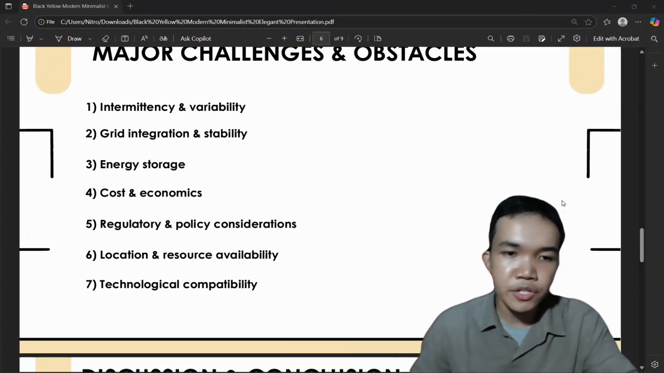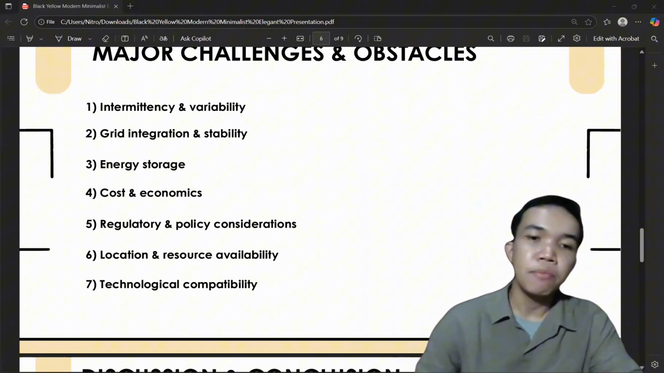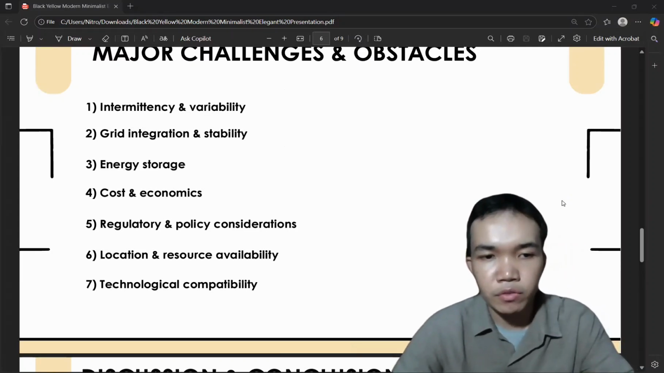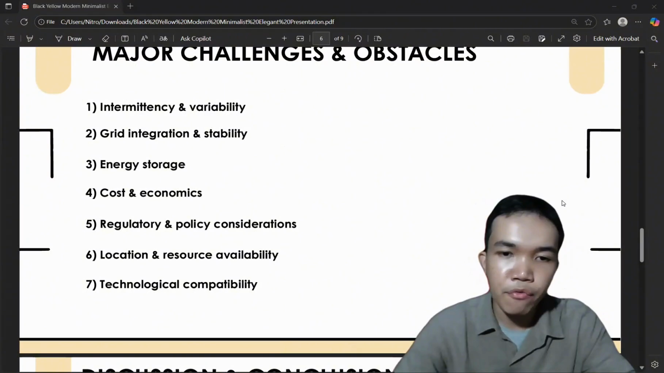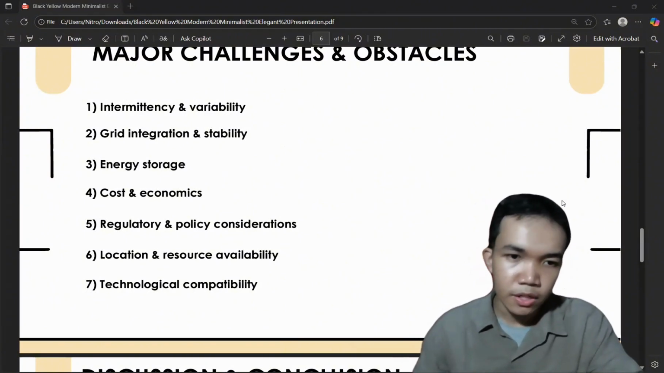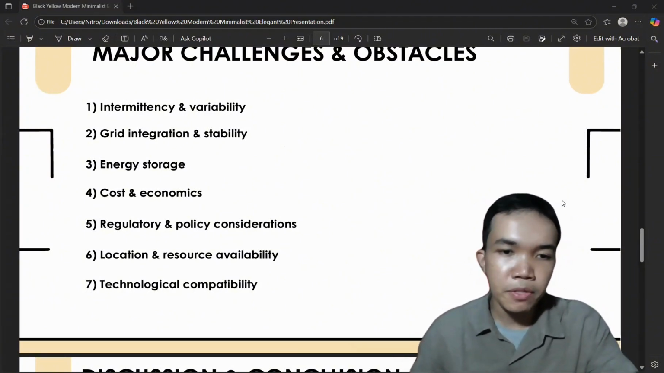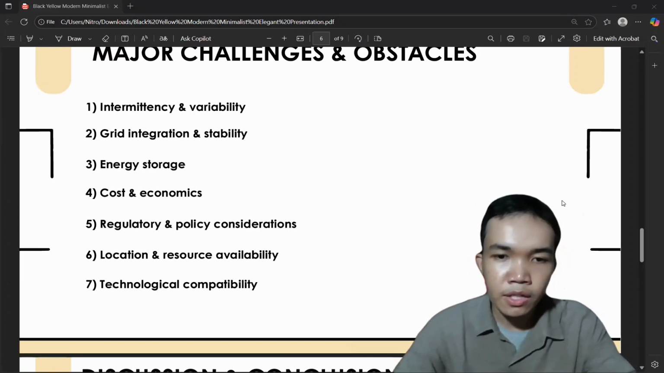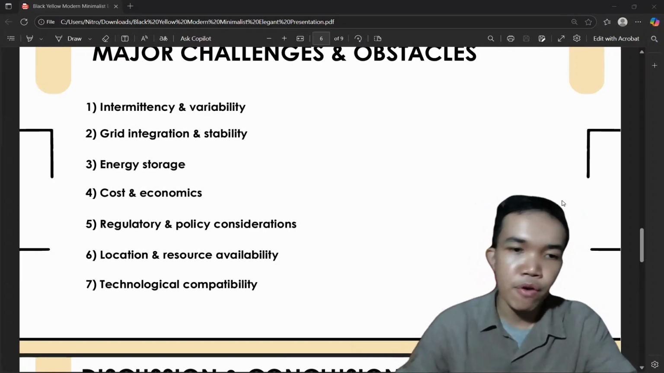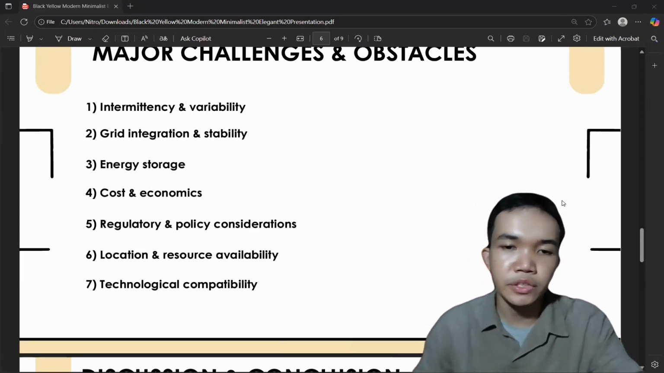And sixth, location and resource availability. Because geographic location and environmental factors influence the balance and availability of renewable energy resources. And last, technological compatibility. Because this calls for modifying parts to accept inputs from renewable energy sources, installing new control systems, or retrofitting already existing equipment.